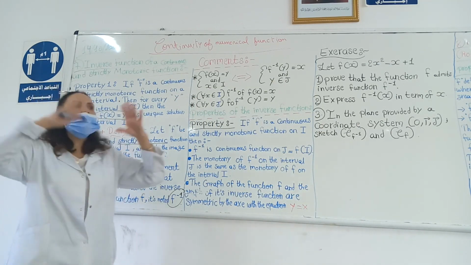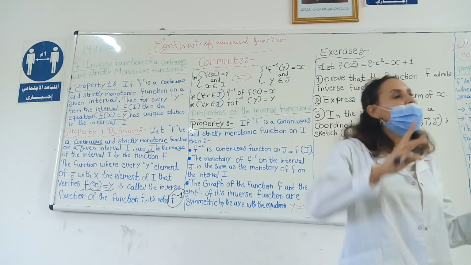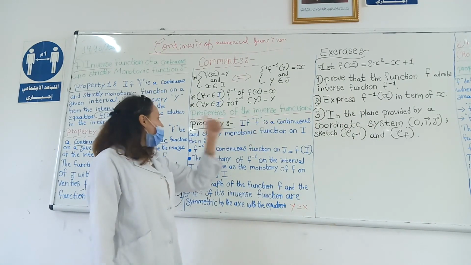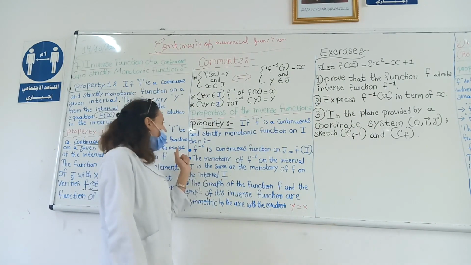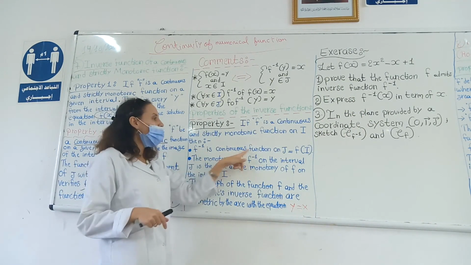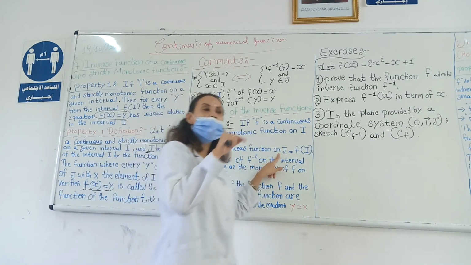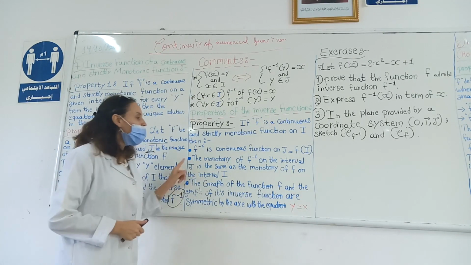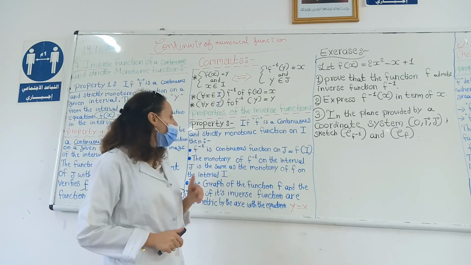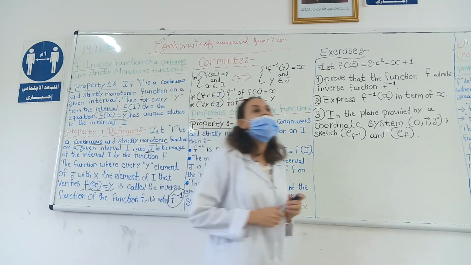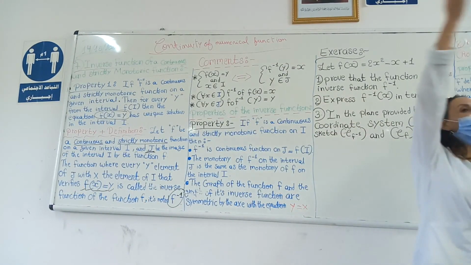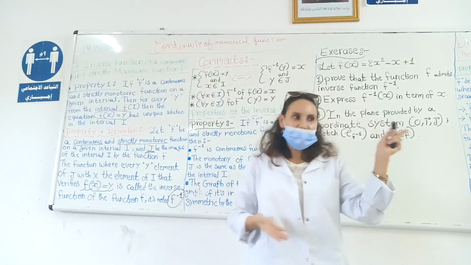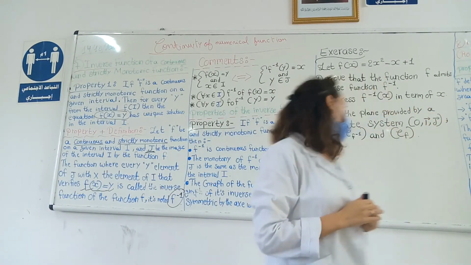So all properties of a continuous function hold for f minus 1. If f is continuous and strictly monotonic on A, then f minus 1 is a continuous function on G, with G equal f(A), the image of A by f. The monotony of f minus 1 on the interval G is the same as the monotony of f on the interval A. So if f is strictly increasing, f minus 1 is strictly increasing, not decreasing. The same monotonic function.